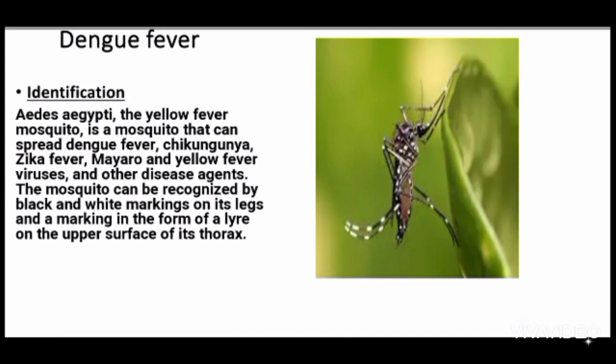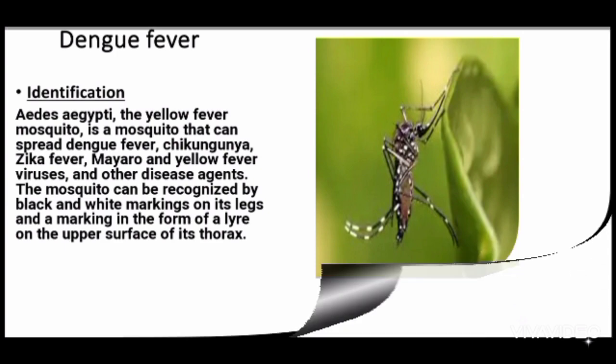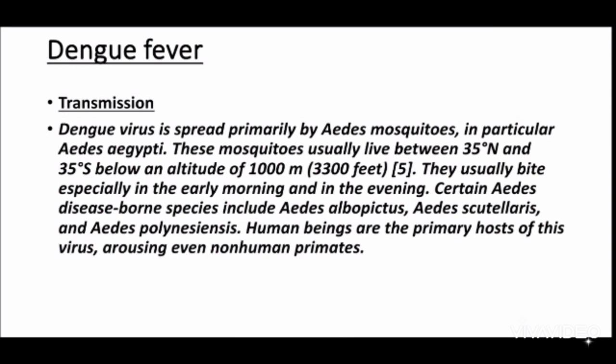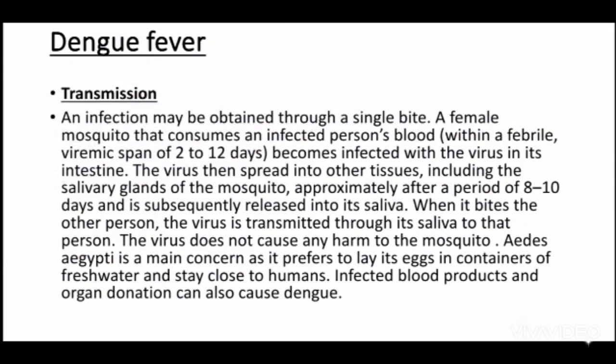It belongs to the family Flaviviridae, which contains more than 70 viruses, in which DENV is transmitted by the Aedes aegypti and Aedes albopictus mosquitoes. Dengue virus is spread primarily by Aedes mosquitoes, in particular Aedes aegypti. These mosquitoes usually live between 35 degrees north and 35 degrees south, below an altitude of 1,000 meters (3,300 feet). They usually bite especially in the early morning and in the evening.